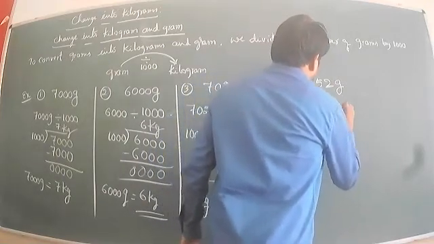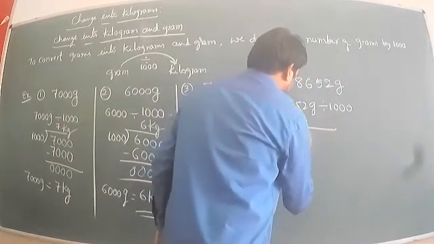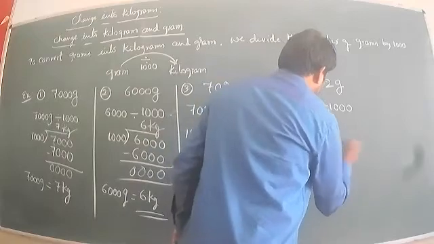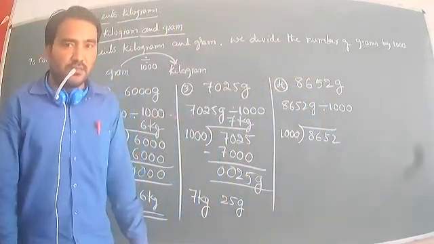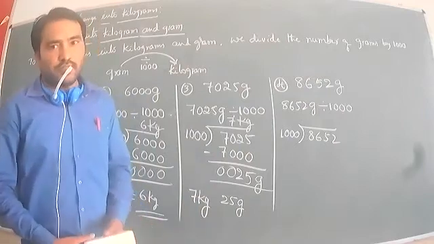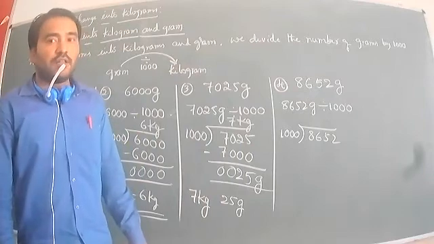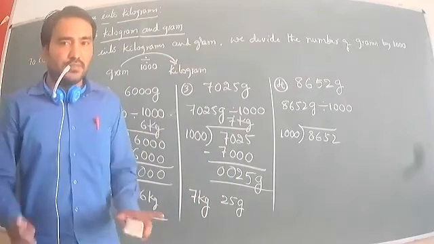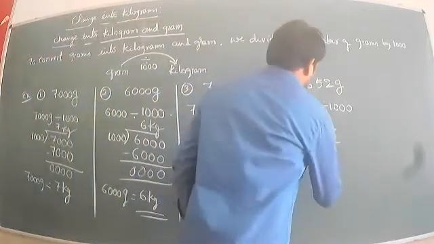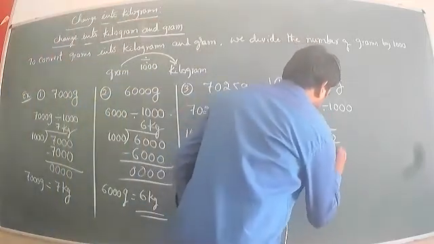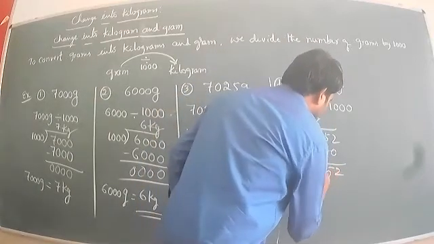It has to be divided by 1,000. Okay, 1,000 table. The nearest number to 8,652: 1,000 sixes are 6,000, 1,000 sevens are 7,000, 1,000 eights are 8,000, 1,000 nines are 9,000, which is bigger. So we can take 1,000 eights are 8,000. Okay, now subtract it. 652.